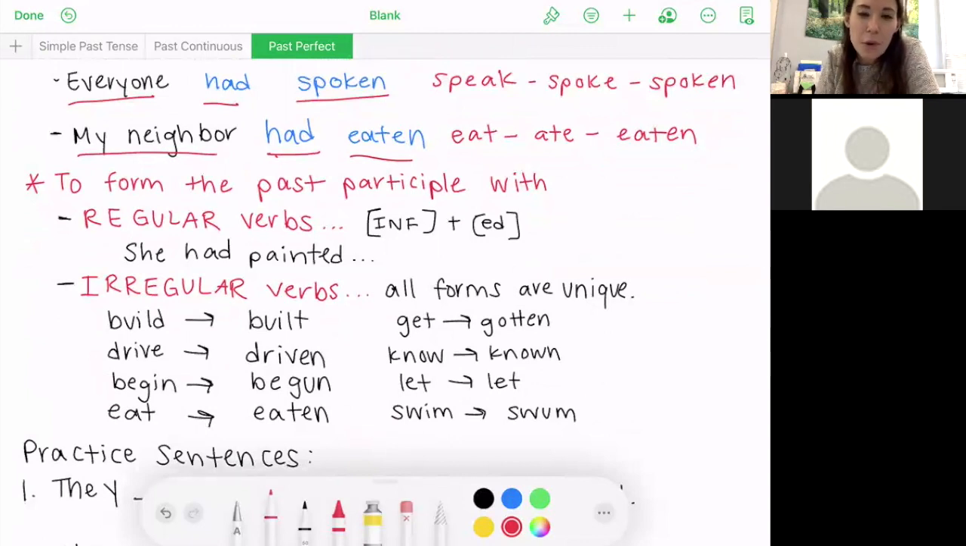Here are some rules. To form the past participle with regular verbs is much easier. For regular verbs, we take the infinitive of the verb and we just add ed. So there's an example: she had painted. We always, always, always use the word had in our past perfect. And here we've got the word paint. There's the verb in the infinitive. And for this form, we added ed. That's a regular verb. She had painted.